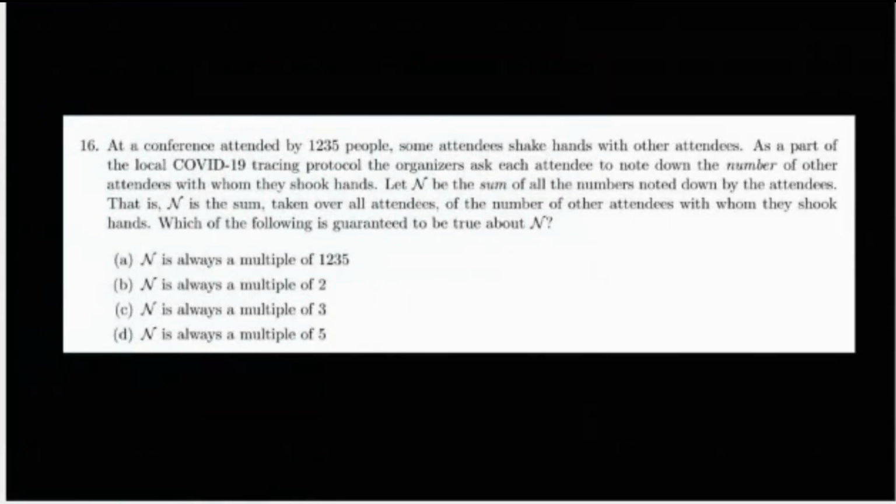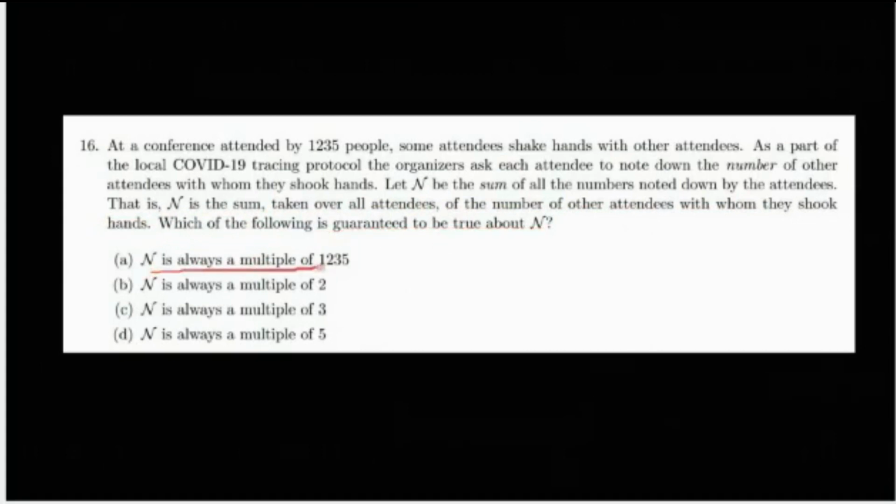Question 16 says, at a conference attended by 1235 people, some attendees shake hands with the other attendees. As a part of the local COVID-19 tracing protocol, the organizers asked each attendee to note down the number of other attendees with whom they shook hands. Let n be the sum of all the numbers noted down by the attendees. That is, n is the sum taken over all attendees of the number of other attendees with whom they shook hands. Which of the following is guaranteed to be true about n?